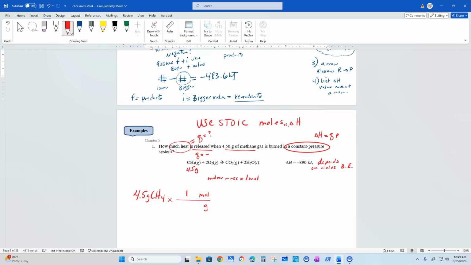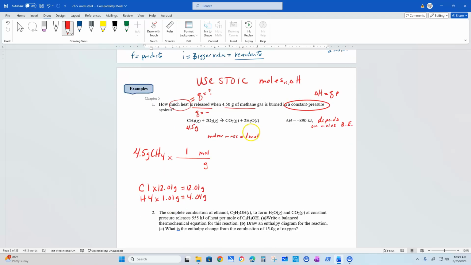So we need the molar mass. Well, carbon, there's 1, 12.01 grams. Hydrogen, there's 4 of them, 1.01. So I got 12.01 grams. 4 times that is 4.04. And remember, when we're adding up sig figs, the least after the decimal. So this is going to be 16.05 grams.